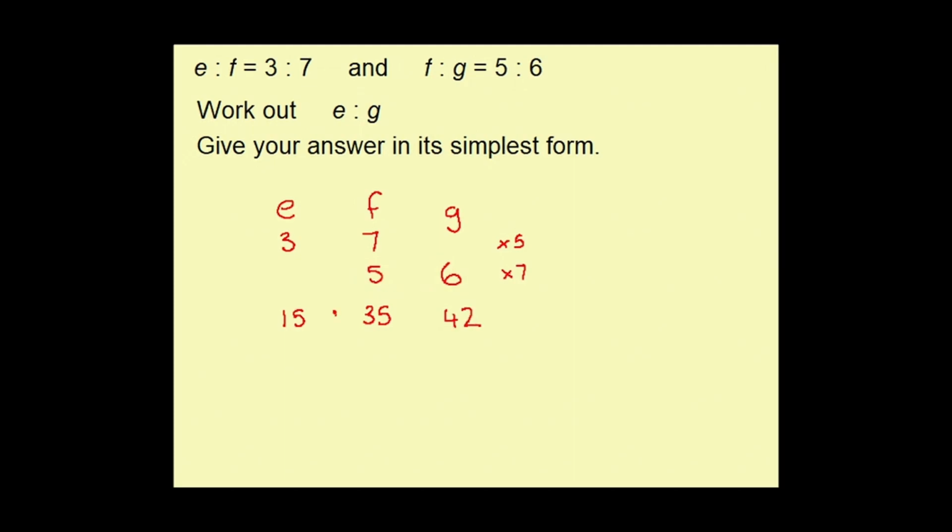So my ratio is 15 to 35 to 42. The question asks me to work out the ratio E to G. So my headings are E and G. E is 15 and G is 42. So this is my ratio, but it asks for the simplest form.